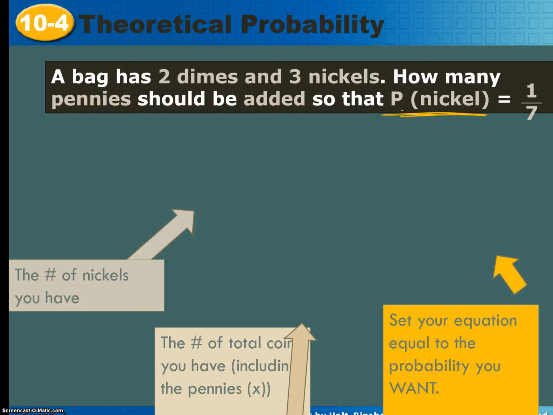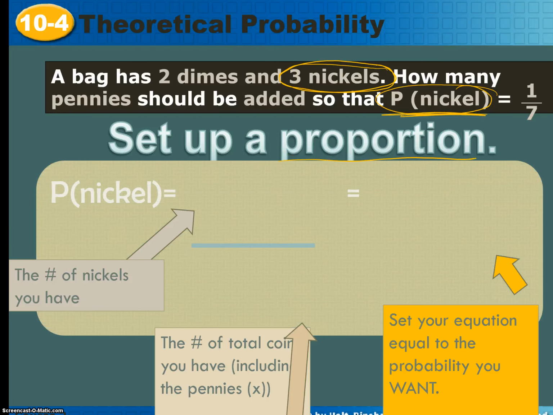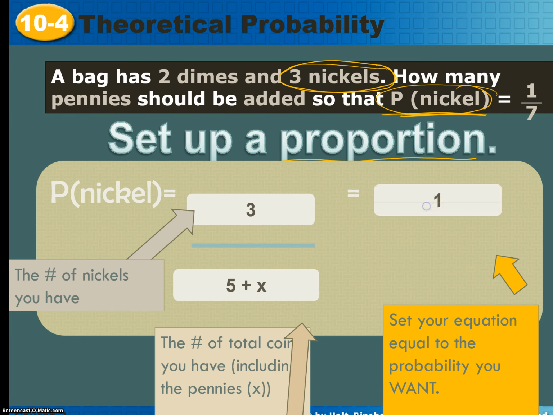So first you need to think about how you set this up. How many nickels do you have already? We have 3. I want the probability of a nickel to be 1/7. So I'm going to set it equal to 1/7. So to figure out your probability, we need to set up a proportion. Whenever I see the word proportion, I think fraction bar equals fraction bar.